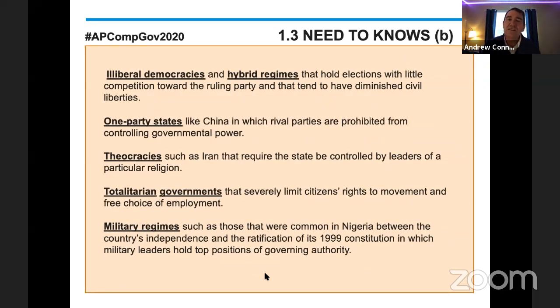I'm going to get a little bit into these terms: illiberal democracy, and a synonym for illiberal democracy, hybrid regime, that's sometimes used to describe a country like Russia that isn't as authoritarian as Iran or China, but certainly has the traits of an authoritarian government. And we'll talk about one-party states as it relates to China, and theocracies, totalitarian governments, and military regimes. So those are the key vocab.